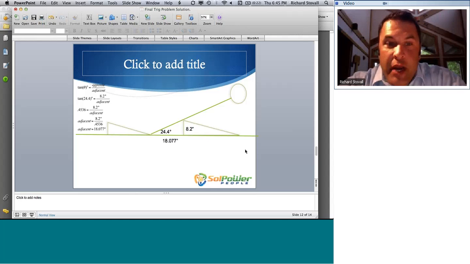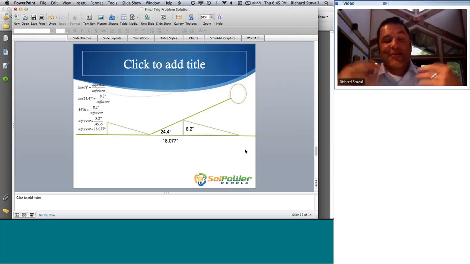Move things around algebraically, multiply both sides by the adjacent and by 1 over 0.4536. And you get the adjacent is equal to 8.2 divided by 0.4536, and your shadow length is 18 inches. However, we're not done yet. There's still another step.